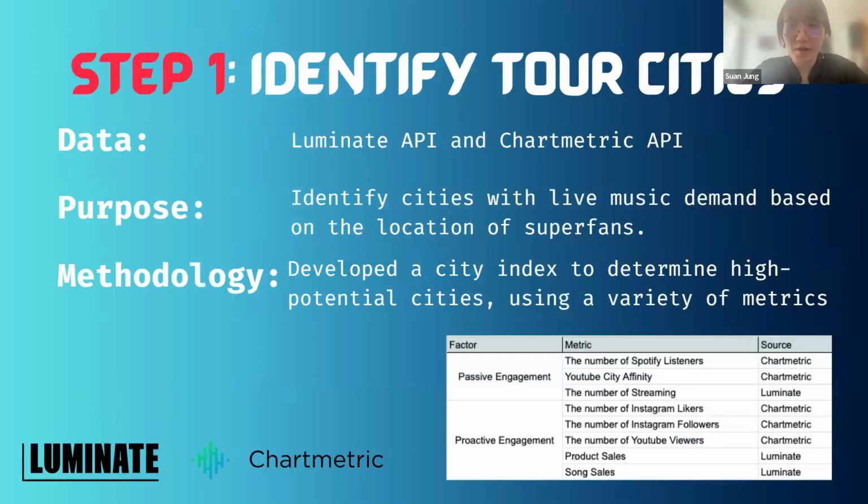For the first step to identify the ideal tour cities, we are using the artist data from the Luminate and Chartmetric and develop a city index that helps to determine which cities hold the most potential. And you can see the variety of the metrics we use at the bottom of the right.